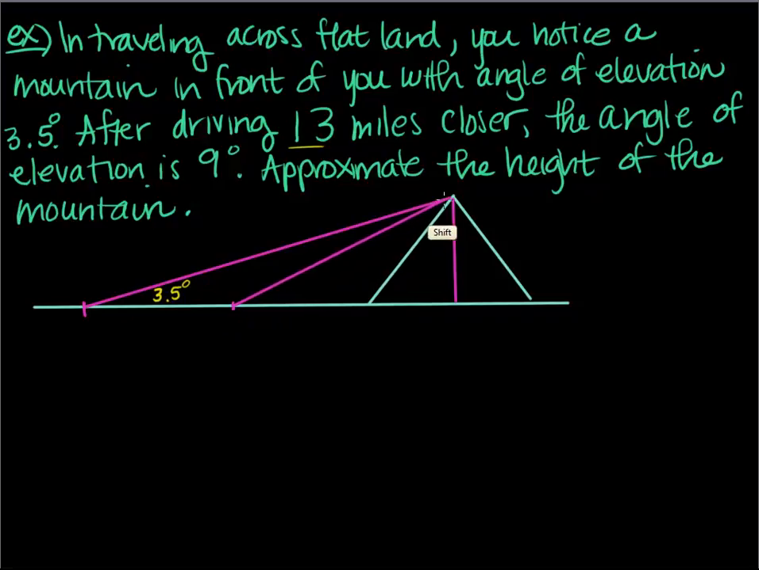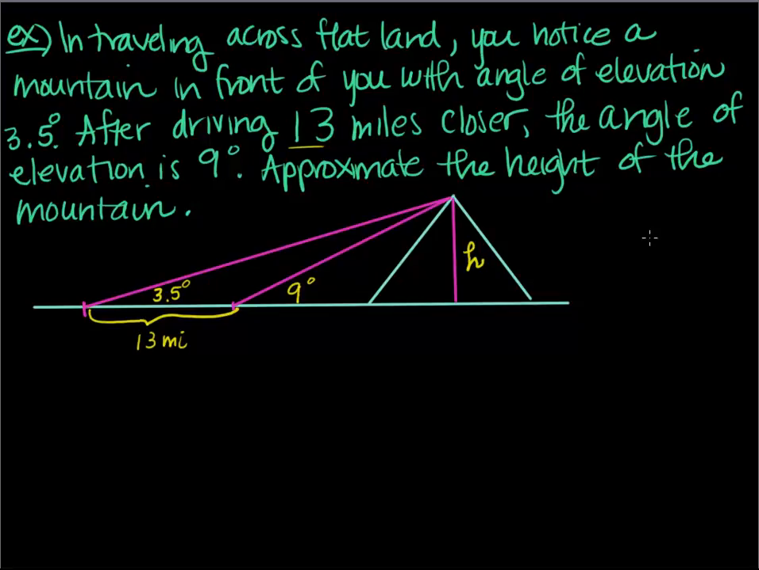And I take the angle of elevation again, and I find that my angle of elevation is 9 degrees. Okay, and what else do I know? I know that this distance right here is 13 miles. Okay, and what do I not know? I want to know the height of my mountain. Or I could have used Y maybe, but I'll just use H for right now.